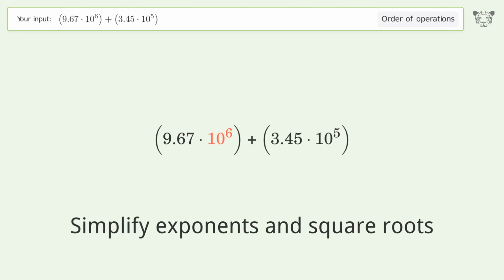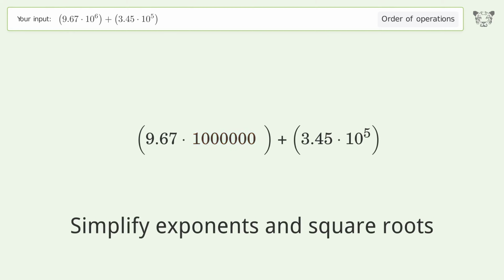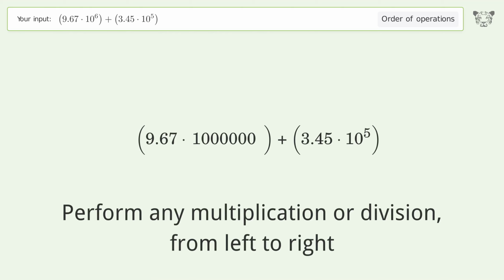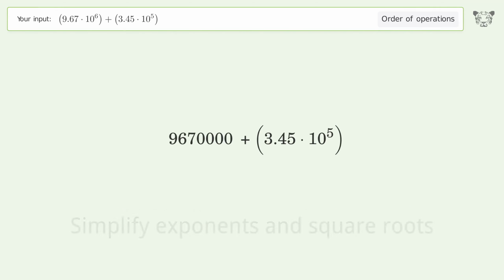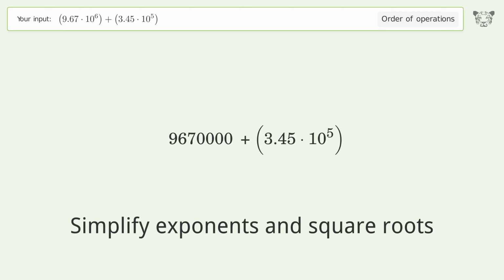10 to the power of 6 equals 1,000,000. Perform any multiplication or division, from left to right. 9.67 times 1,000,000 equals 967,000.